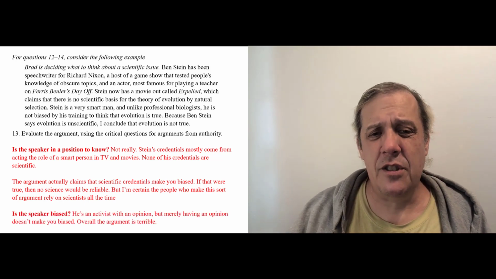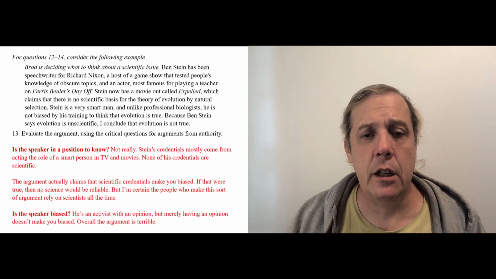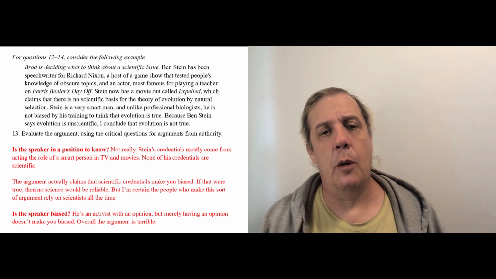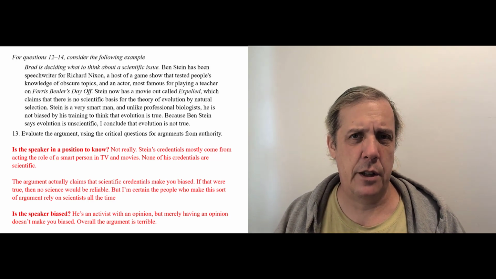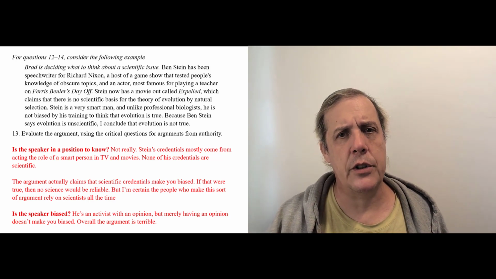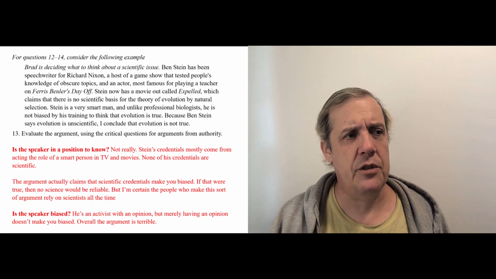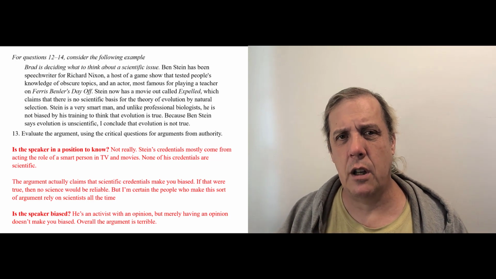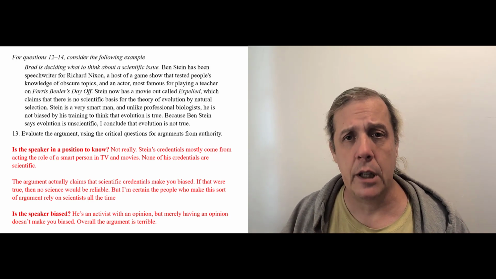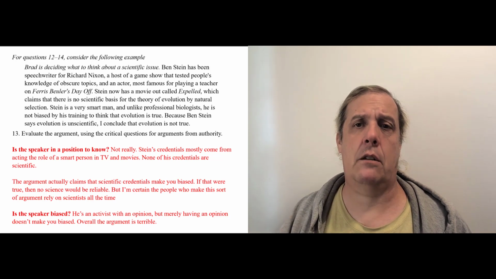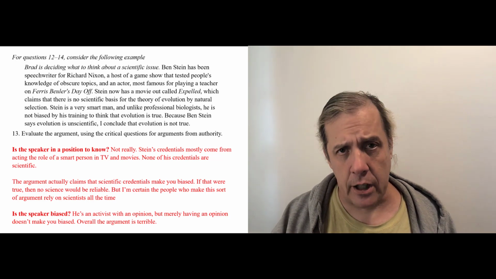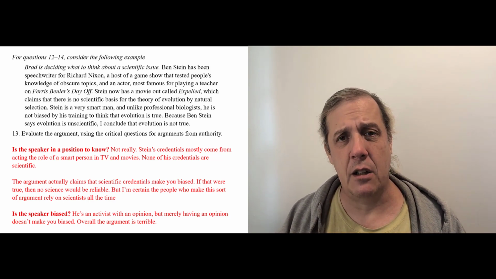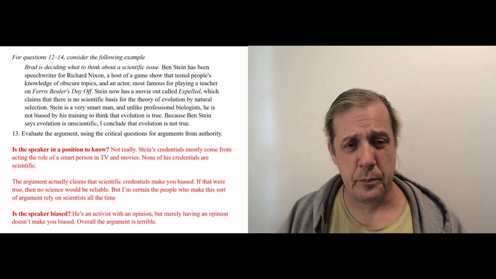So is Ben Stein biased? Well, he's an activist with an opinion, but merely having an opinion doesn't make you biased, right? Any more than having scientific training makes you biased. This is a problem I see often when people are discussing bias. Sometimes people say that the only unbiased thing to do is have no opinion. That doesn't make any sense. You want to be generating actual opinions by considering the evidence fairly. So you can't just run around calling someone biased because they have an opinion based on evidence that they've seen.